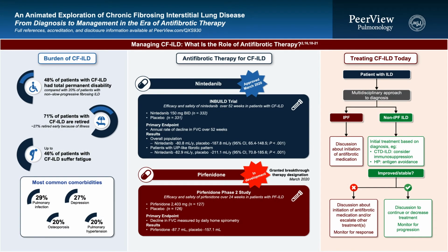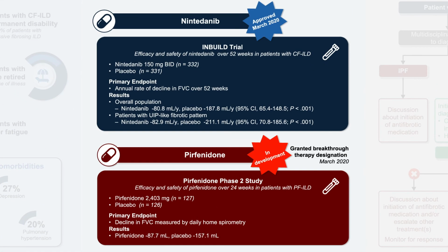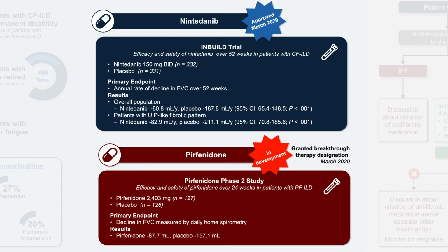Antifibrotic therapies for chronic fibrosing interstitial lung diseases include the same antifibrotic therapies that we use for IPF. We're talking nintedanib and we're talking pirfenidone.